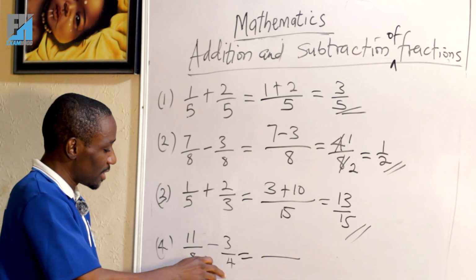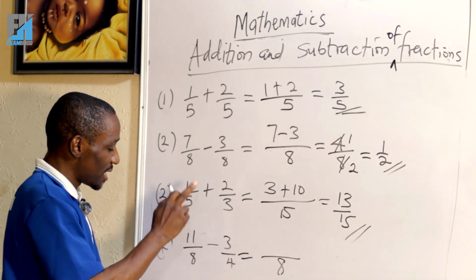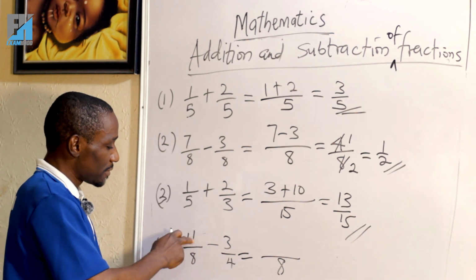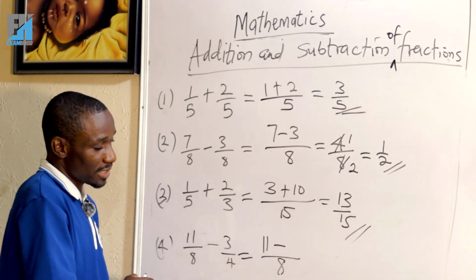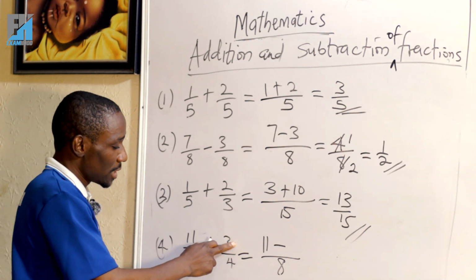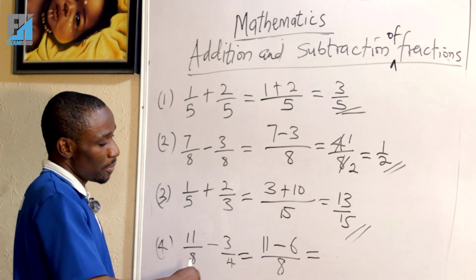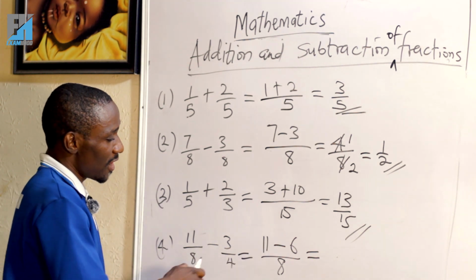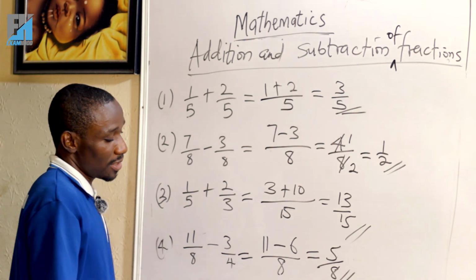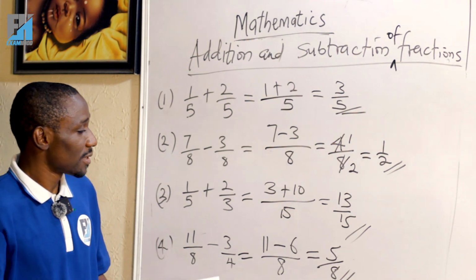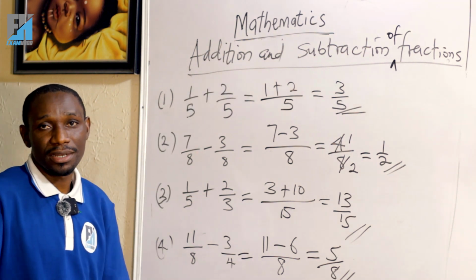That's the number that can divide 8 and 4 without a remainder. That's 8. 8 into 8 is one time, and 1 times 11 gives you 11. Then 4 into 8 is 2 times, and 2 times 3 gives you 6. By the time you subtract 6 from 11, you have 5 over 8. That's your final answer. So these are ways we can subtract and add fractions.